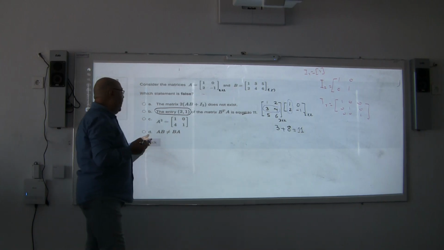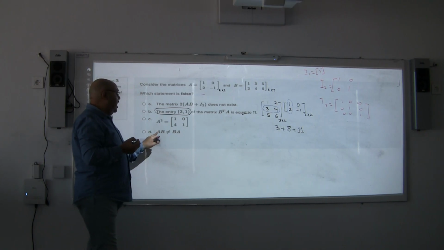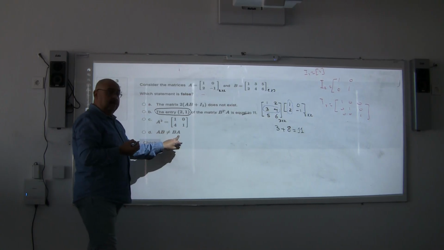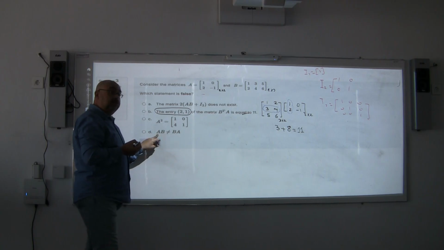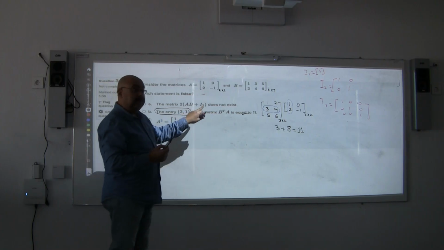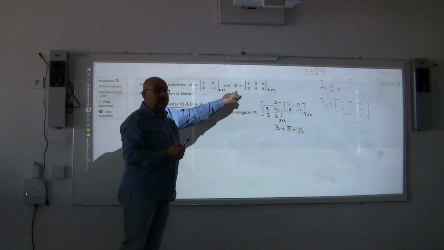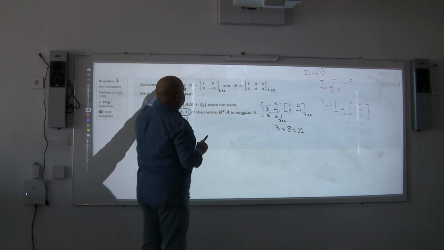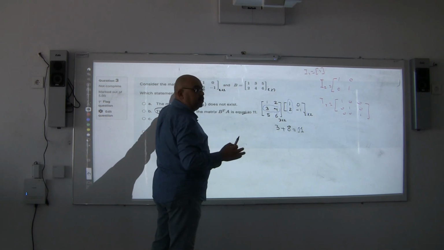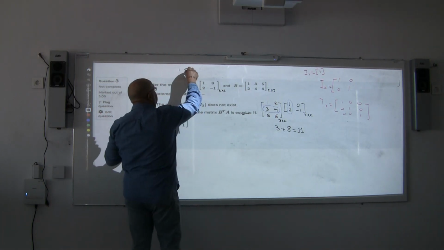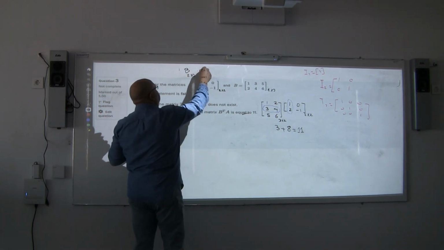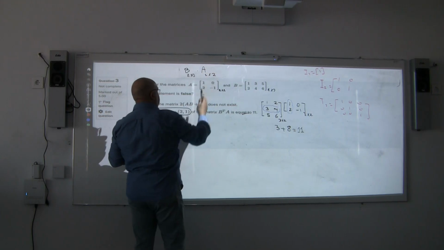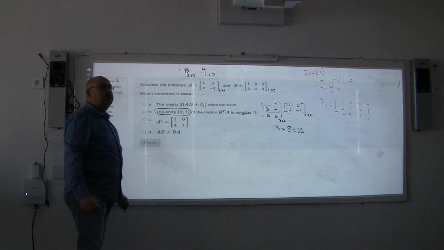Right? Then I go to number D. Is AB not equal to BA? Right? So this statement is correct. How do I know that it is correct? If you look, A times B will be possible, and the result will be 2 by 3. If you try B times A, it's not even going to be possible, because B is 2 by 3 and A is 2 by 2. So this is correct also. I'm not going to choose it.